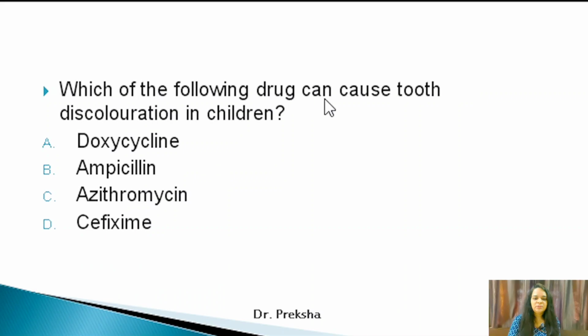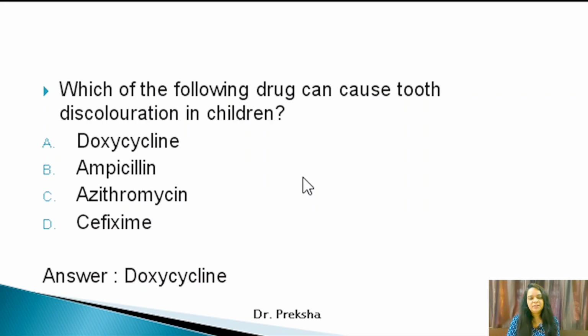Which of the following drugs can cause tooth discoloration in children? Doxycycline, ampicillin, azithromycin and cefixime. Remember, tooth discoloration is caused by doxycycline, which is a tetracycline group of drug, and this causes permanent teeth discoloration. It is a very important adverse effect of the tetracycline group. Ampicillin, azithromycin, cefixime are not correct options; they do not result in tooth discoloration.